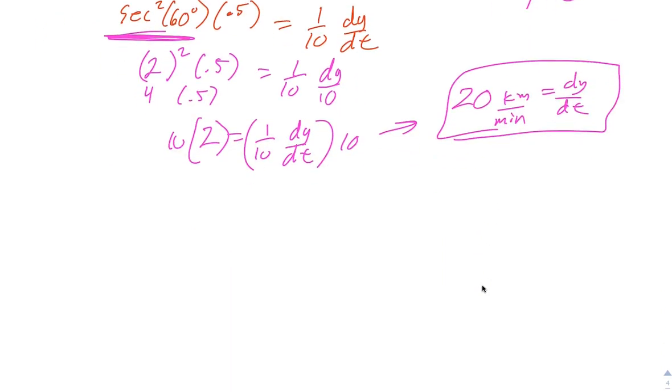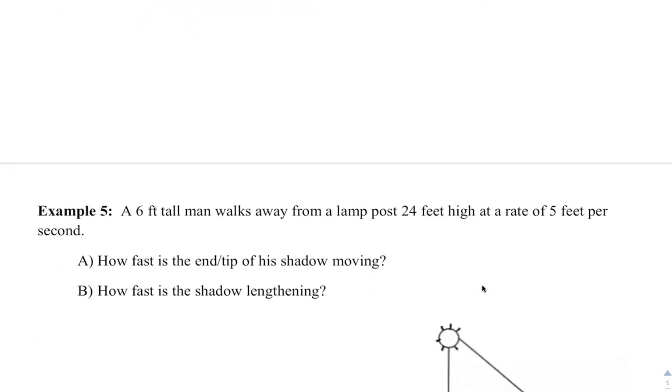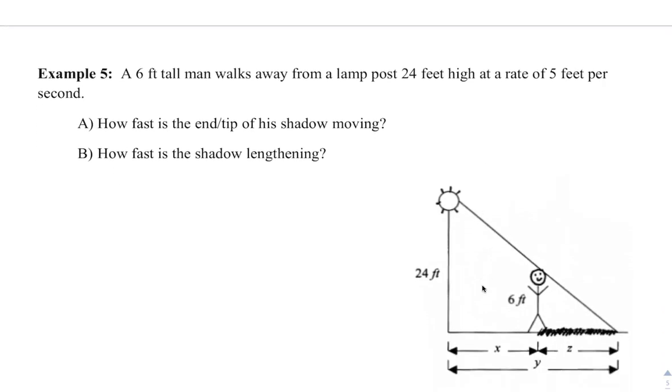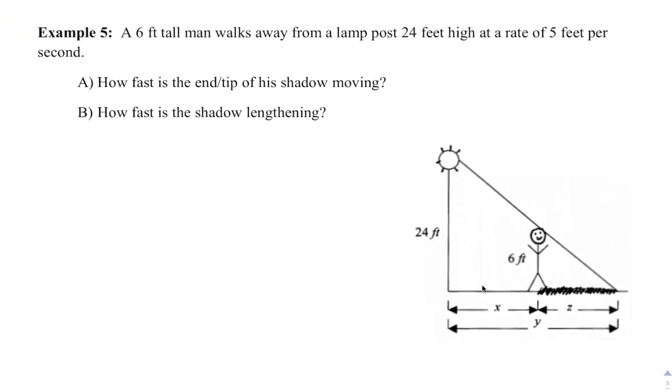Next one. Oh, another classic one. A 6-foot tall man walks away from a lamppost 24 feet high at a rate of 5 feet per second. So here's our 6-foot tall man, that's pretty happy. Here's our lamppost that looks like a sun lamppost. Don't ask. And he's walking away. So he's going this way, going away from that lamppost.